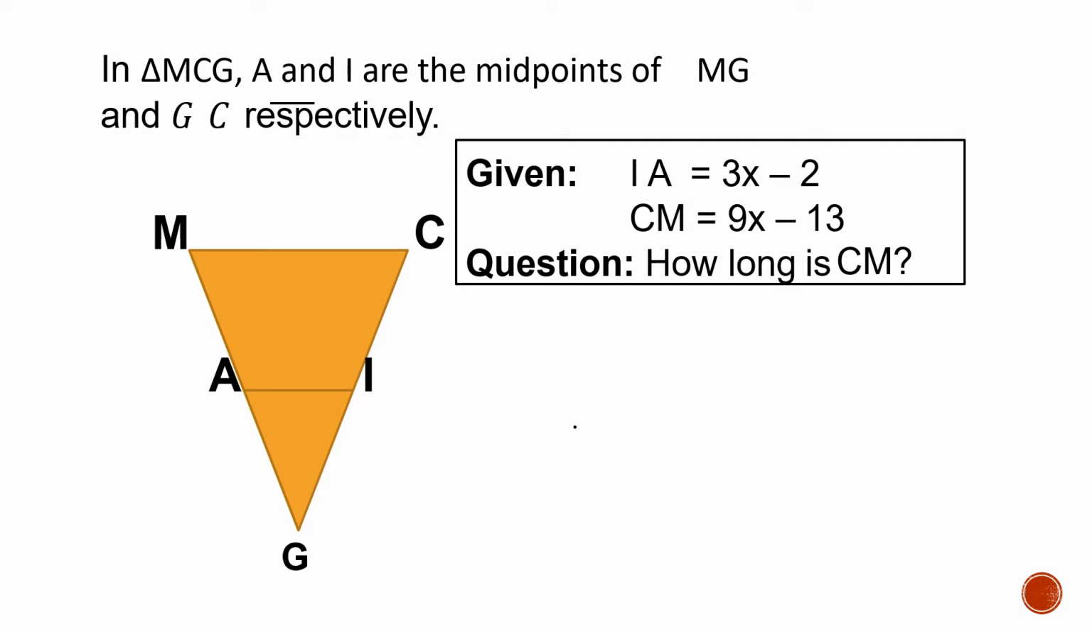In triangle MCG, A and I are the midpoints of the sides MG and GC respectively. So here it is given IA is equal to 3x minus 2 and CM length is 9x minus 13. Can you find out the length CM?